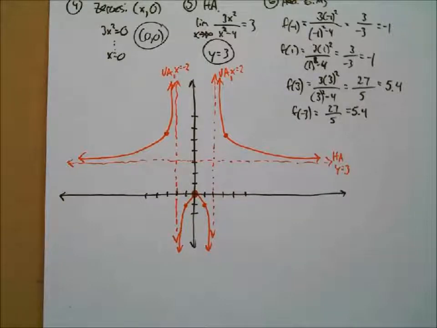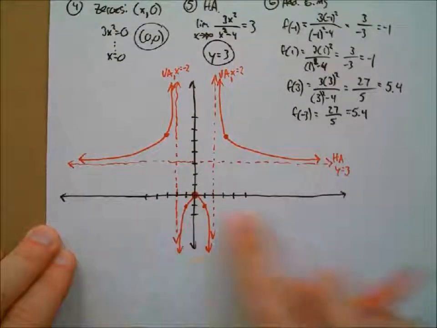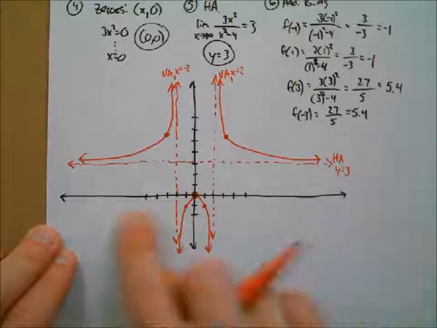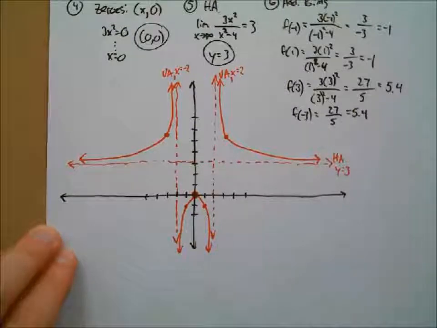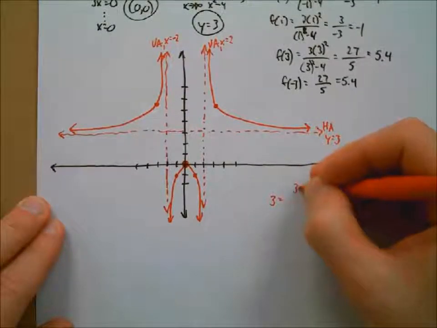Okay, so it's going to cross, right, but we're not sure. In this case, our horizontal asymptote is at 3, so we don't want to set it equal to 0. We're okay if it crosses the x-axis. We just want it to cross 3, so we'll set it equal to 3.